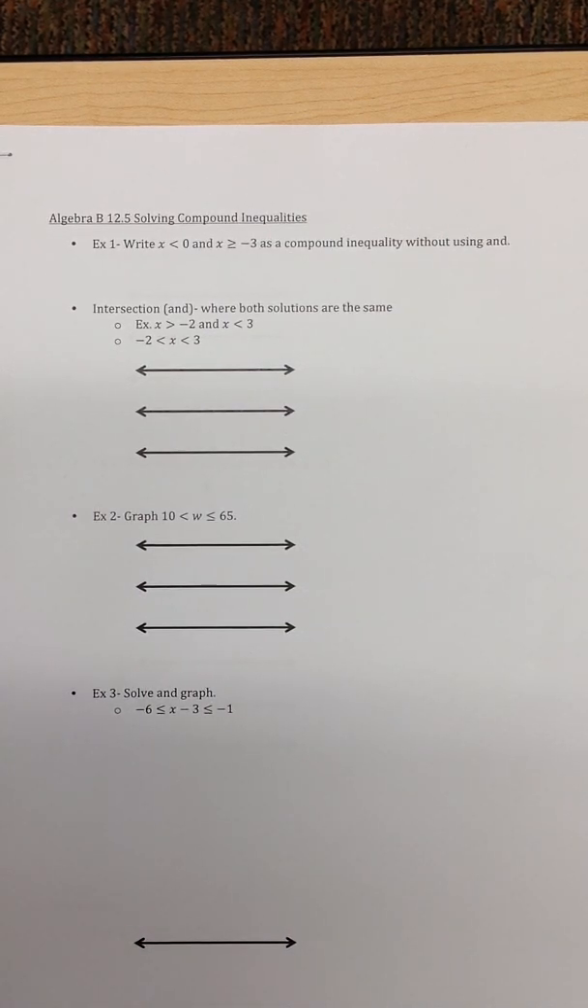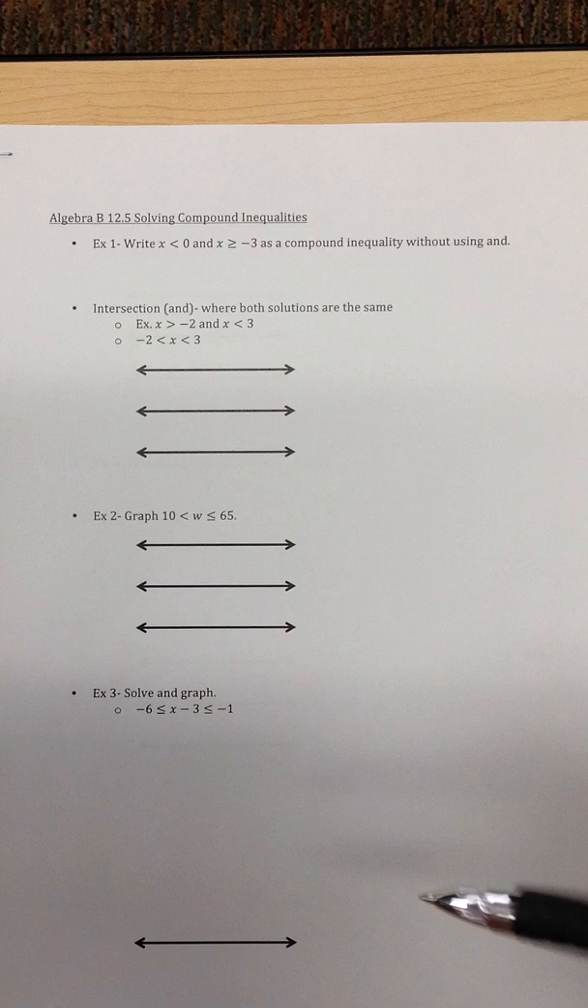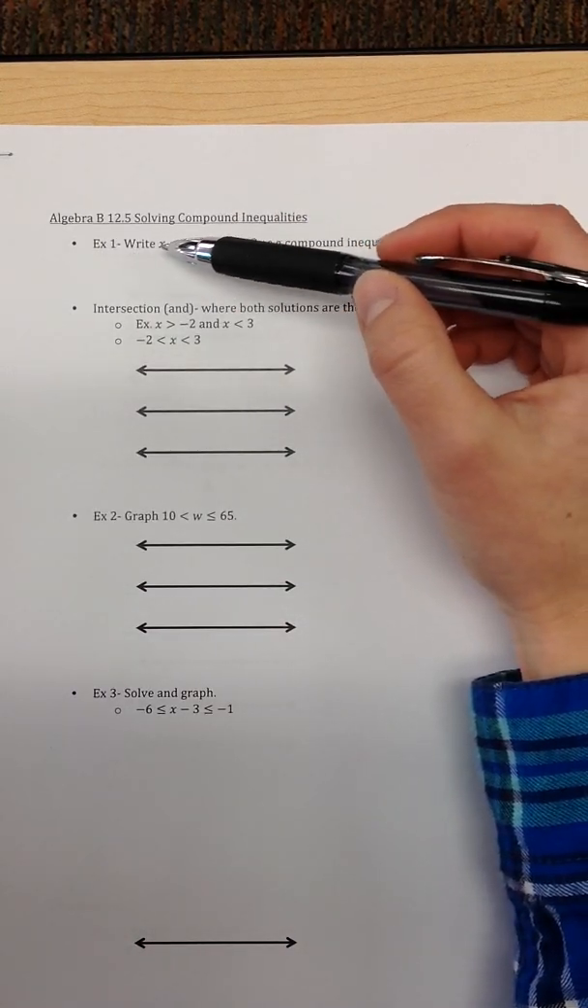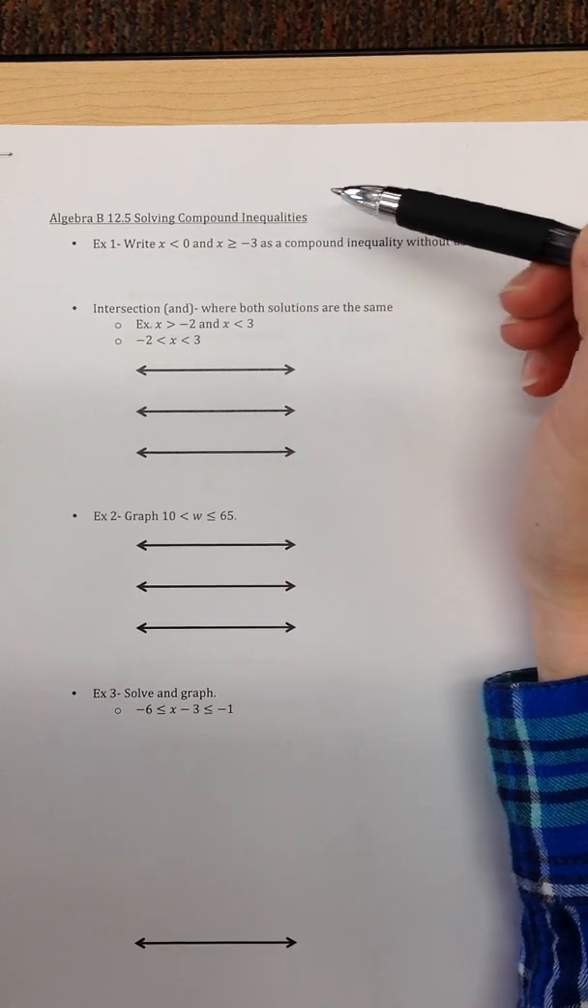This is section 12.5, solving compound inequalities. Okay, so the first thing we've got here is: write x is less than 0 and x is greater than or equal to negative 3 as a compound inequality without using an "and." So basically what we want to do here is get rid of the "and" and combine these together all as one.